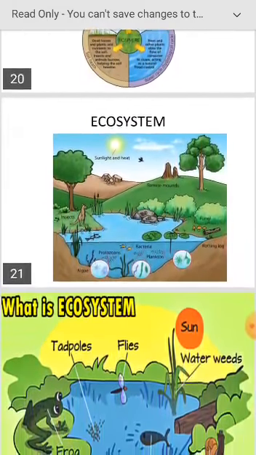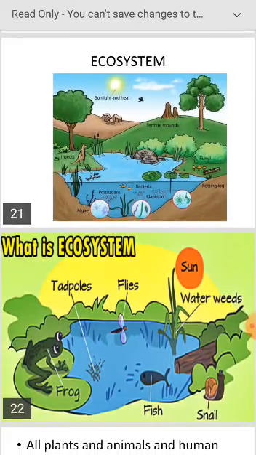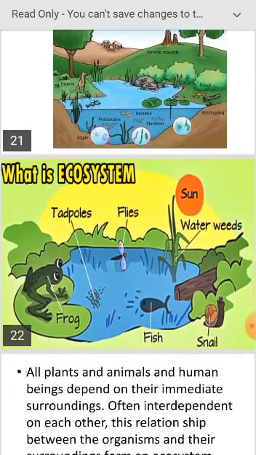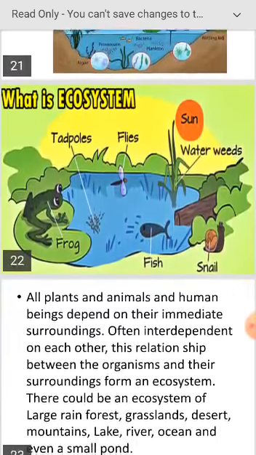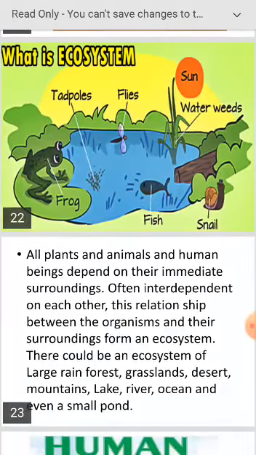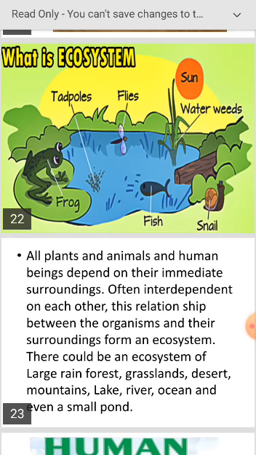Next comes the ecosystem. What is an ecosystem? It involves the sunlight and heat. So this slide explains what an ecosystem is. Here is a frog, tadpoles, flies, water weeds, fish, snail. All these survive because of the sun.